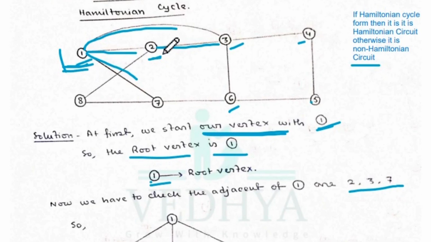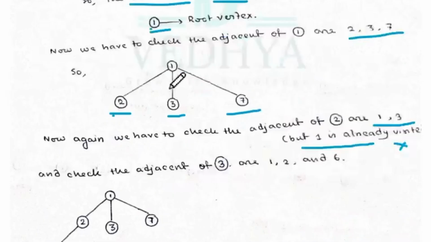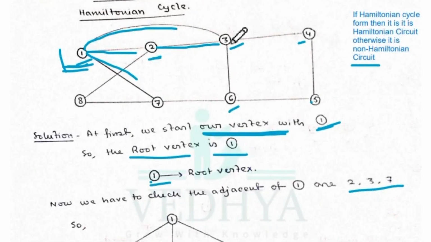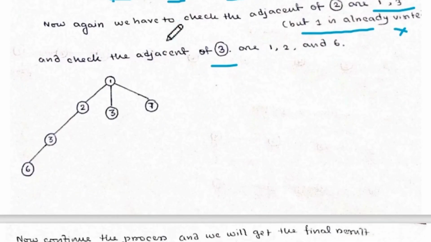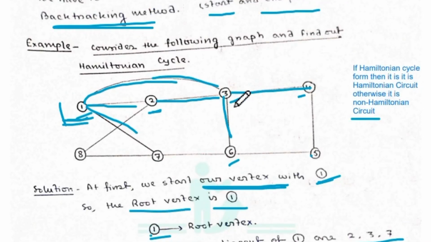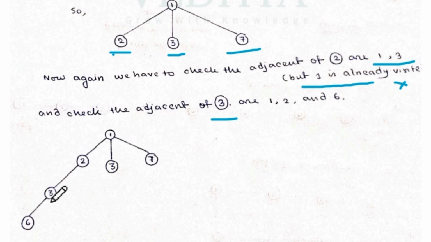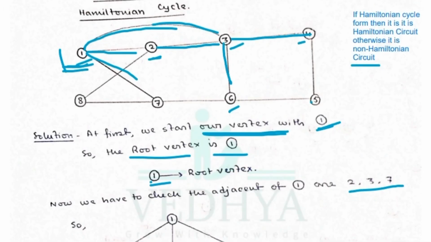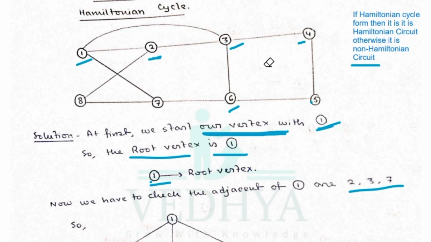Now from 3, where we reach 3, what are the adjacents? From 3, the adjacents are 4, 6 and 2. So from 3, we have 6 and 4. 2 is already visited. Okay. So now from this path we have to traverse all vertices exactly once.